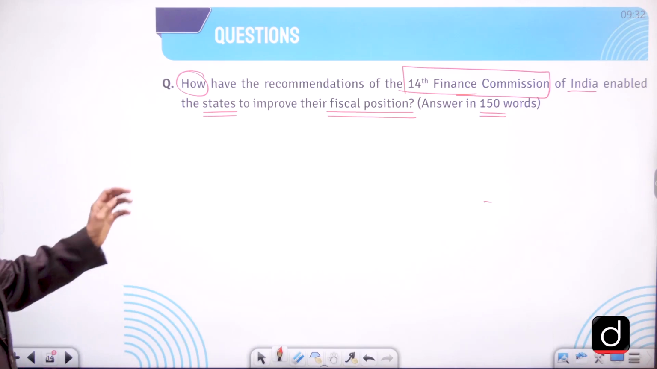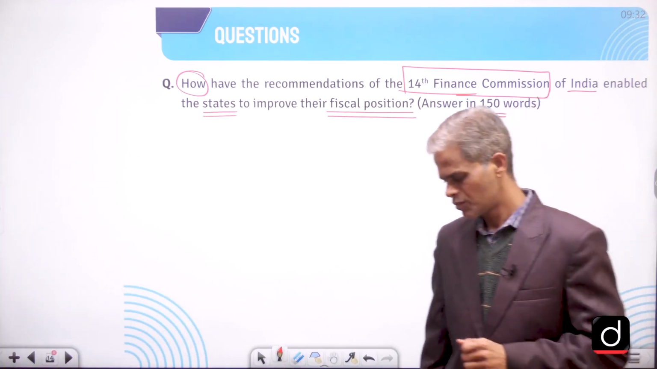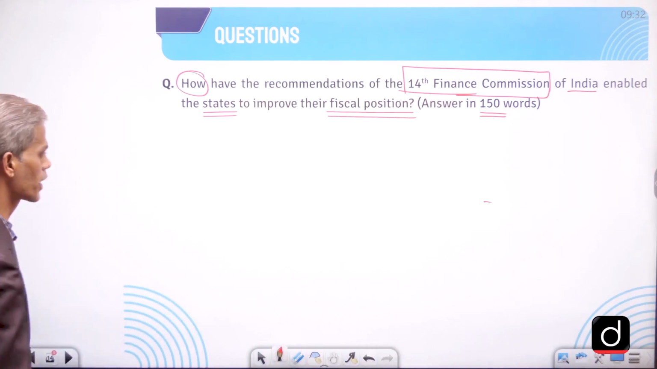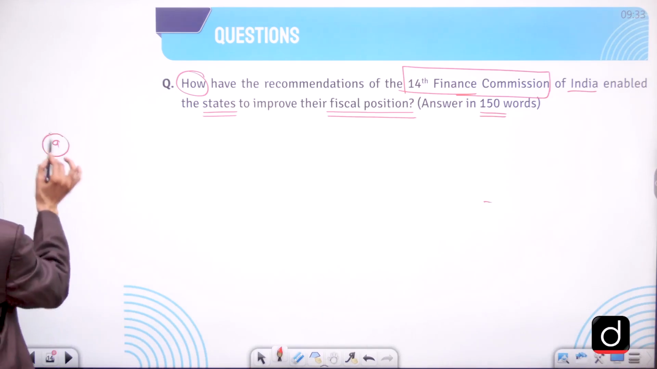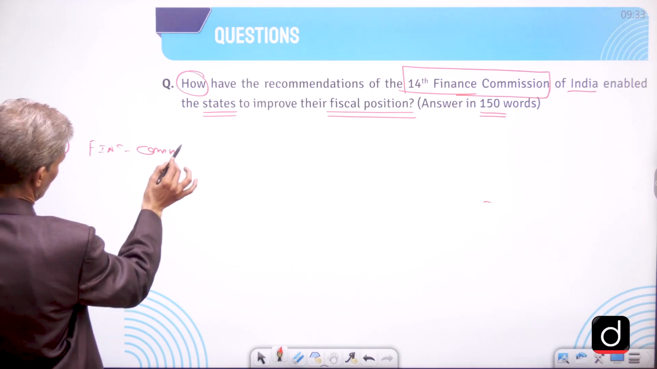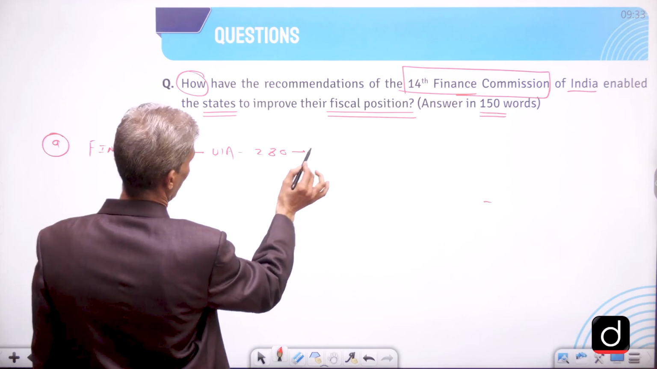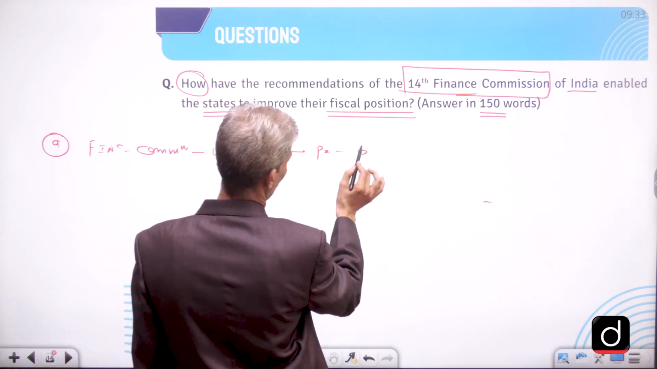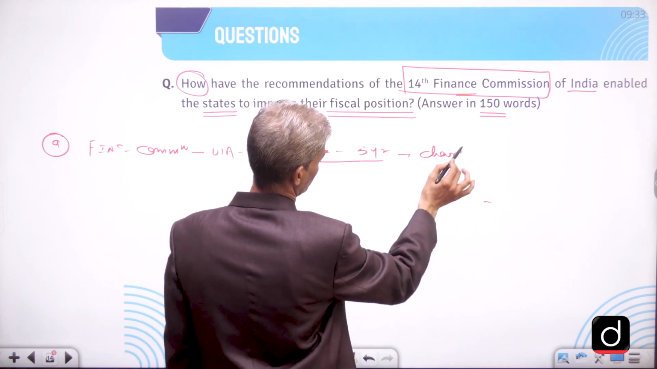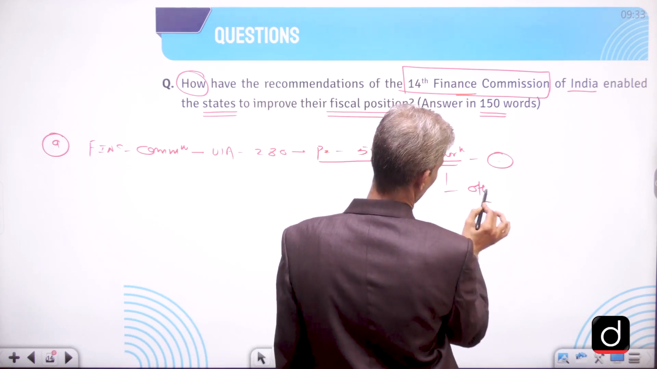So here, how the recommendations of the 14th Finance Commission. This question does not require any introduction, but suppose you have fewer points in the exam, then you can start with an introduction also. In the introduction, the first point would be to mention the Finance Commission, with a passing reference to Article 280, that it is appointed by the President of India for 5 years, comprising a chairperson and other members.